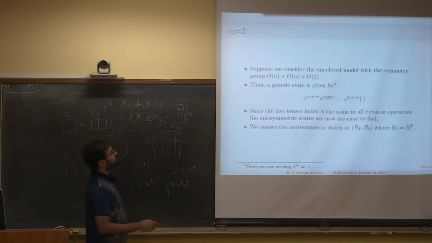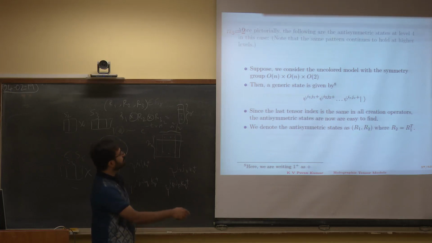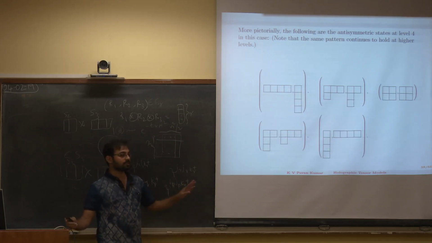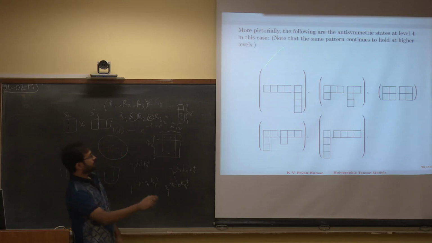One more thing I want to tell about is that if you take the last group to be O2, like a tensor model with On times On times O2, then any generic state is just given by this. The last index is only 1 plus, there is no other index, so I'm just writing it as plus. Finding the antisymmetric states is easy. They are just given by R1 comma R2, where R2 is R1 transpose. For example, at level 4, these are all the possible antisymmetric states. Only these are non-zero under Fermi statistics. Everything else is 0. Here you can see that this is the transpose of this, and so on.